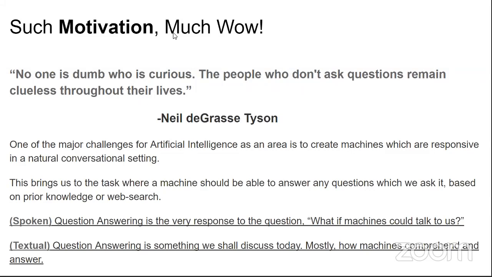This brings us to the task where a machine should be able to answer any question which we ask it. And those answers can be based either on the prior knowledge or a database that the machine has, or on web search. So question answering is a response to the question, what if machines could talk to us? And textual question answering is something that we shall discuss today. This is also a subpart of overall spoken question answering. Textual question answering encompasses how machines comprehend our question and how they try to detect the answer for that question.